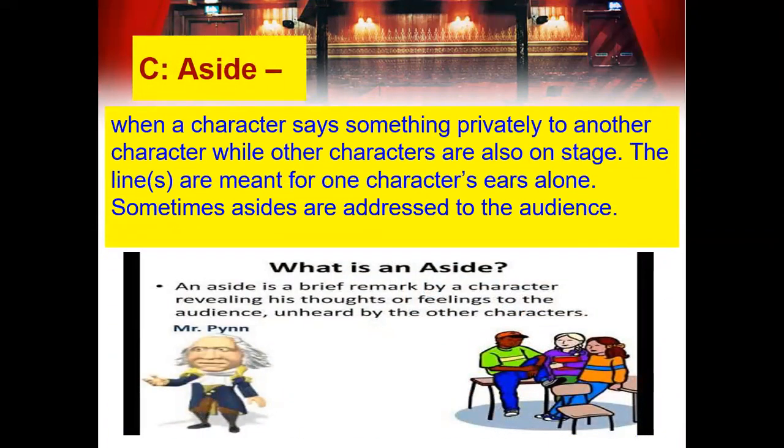Number 3, aside. This is when a character says something privately to another character while other characters are also on the stage. A character whispers something private in the ear of another character, so they are talking to each other privately without giving other characters a chance to hear. The lines are meant for one character's ear alone.